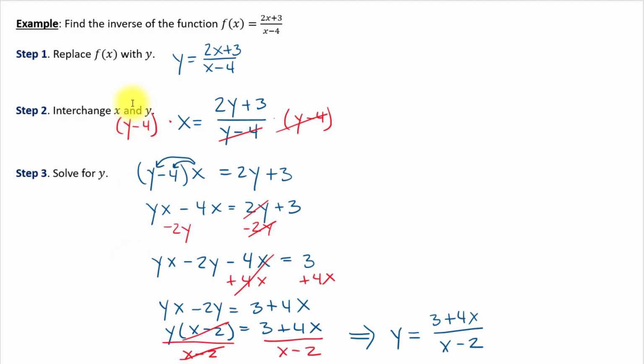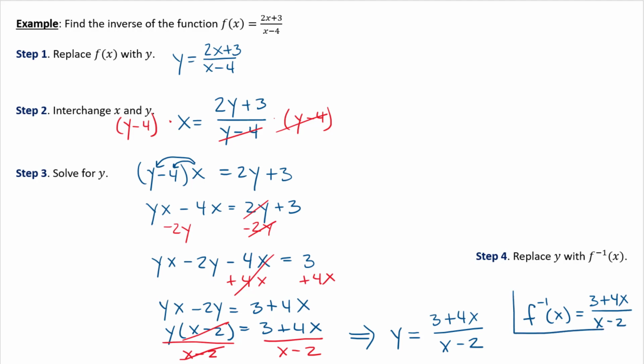And the very last step in this process, remember we're trying to find the inverse of the given function, well, we found it. But to emphasize that this is the inverse of function f, we're going to switch back to the function notation. And we're going to replace y with f inverse notation. f inverse of x equals 3 plus 4x over x minus 2. This is our final answer.